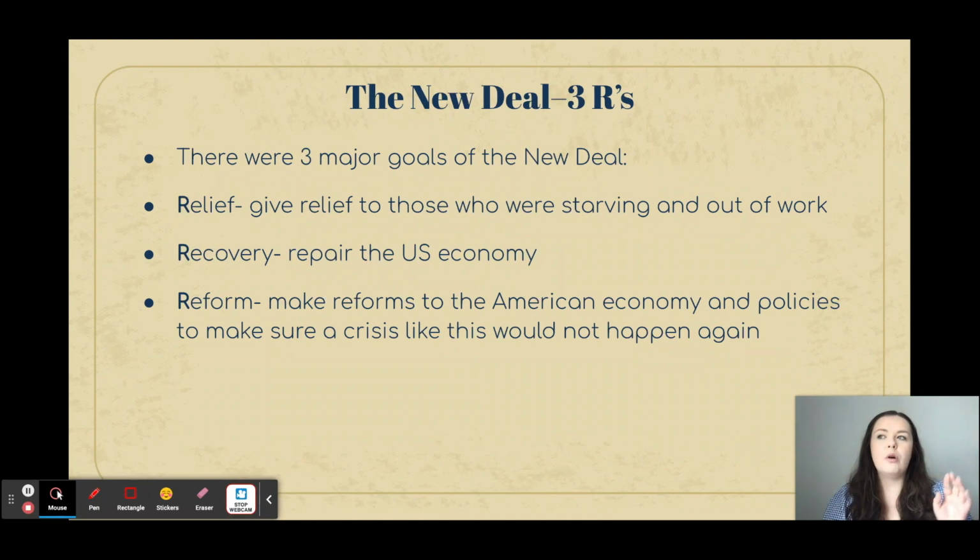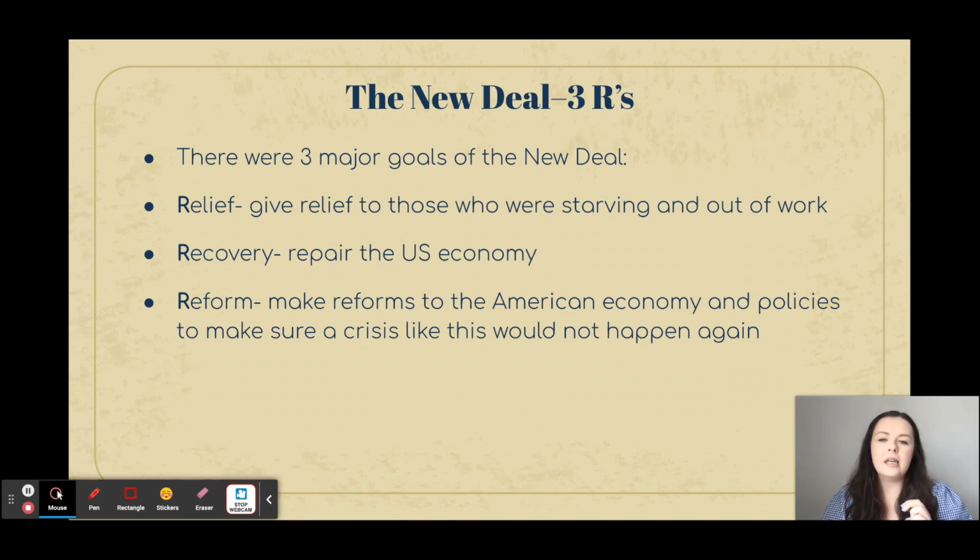Recovery: we have to repair the damage to the U.S. economy. So get banks back up and running and stop them from shutting down. Get people to put their money back into banks. Get people to trust the president.